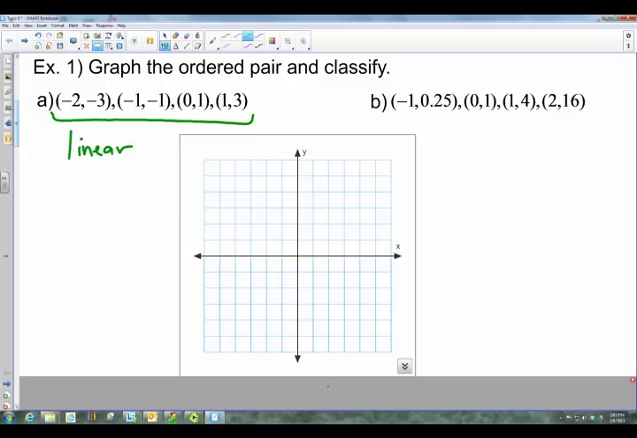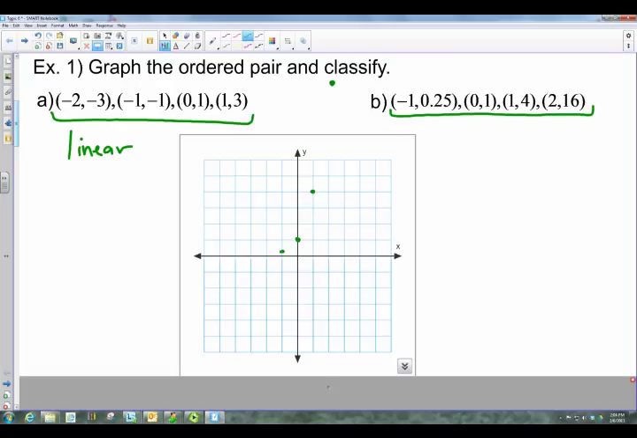Alright, the second one. Now this has got some decimals to it. Just graph as accurately as you possibly can. So for this first one, you've got -1.25. Now 0.25 is 1/4, so I go left 1, and then I go up about 1/4, which puts me about right there on my graph. The next one is (0, 1), so that's just taking me up 1. The next one is over 1 and up 4, which would put you right here. And then following that, you've got (2, 16). Now 16 is going to be way off my graph, but if you look up there, it's going to be kind of like that.